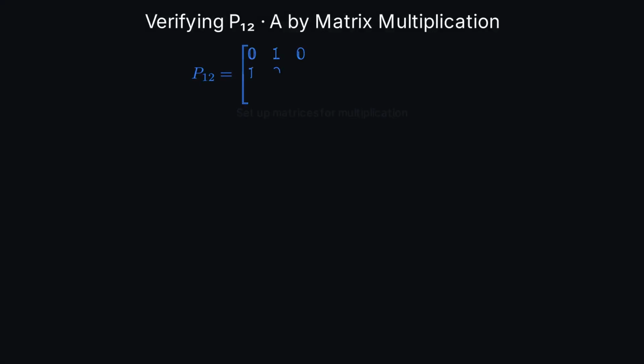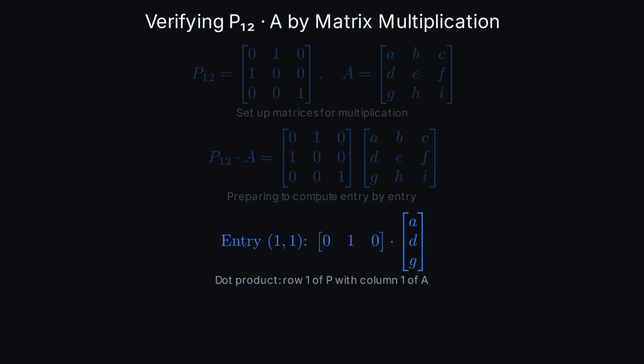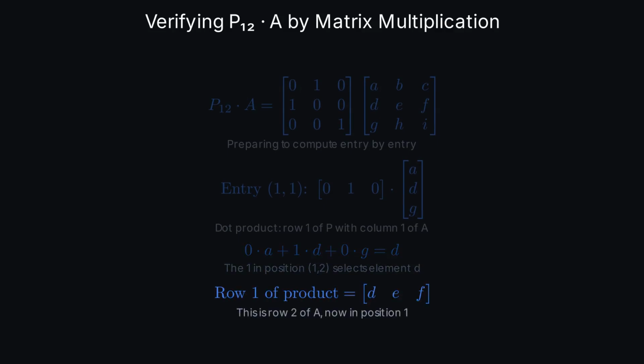Let's verify this with a full matrix multiplication. P12 is the matrix with rows 0, 1, 0, then 1, 0, 0, then 0, 0, 1. We multiply this by matrix A, which has rows A, B, C, then D, E, F, then G, H, I. To find entry 1, 1 of the product, we take the dot product of row 1 of P with column 1 of A, and that gives us 0 times A plus 1 times D plus 0 times G, which equals D. Continuing across all of row 1, the same pattern gives us D, E, F. Notice this is exactly row 2 of the original matrix A, now sitting in position 1.